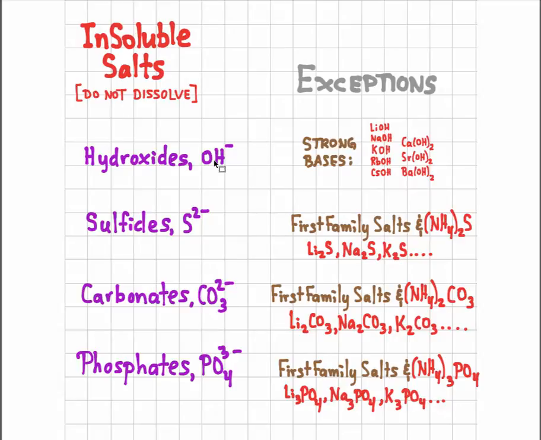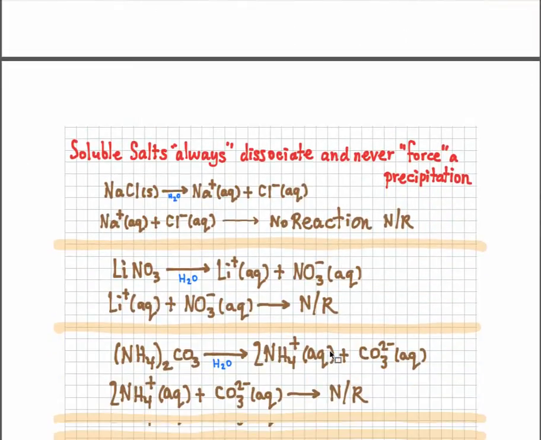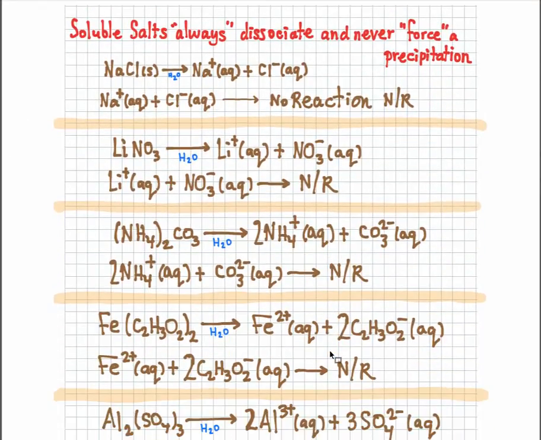hydroxides don't dissolve in water, except for the strong bases. Sulfides don't dissolve in water, except for ammonium sulfide, lithium, sodium, potassium, cesium, rubidium sulfide. Carbonates don't dissolve in the water, except for, again, the first family salts and ammonium carbonate. And the phosphates don't dissolve in the water, except for, again, lithium, sodium, potassium, cesium, rubidium, and ammonium phosphate, which do dissolve.